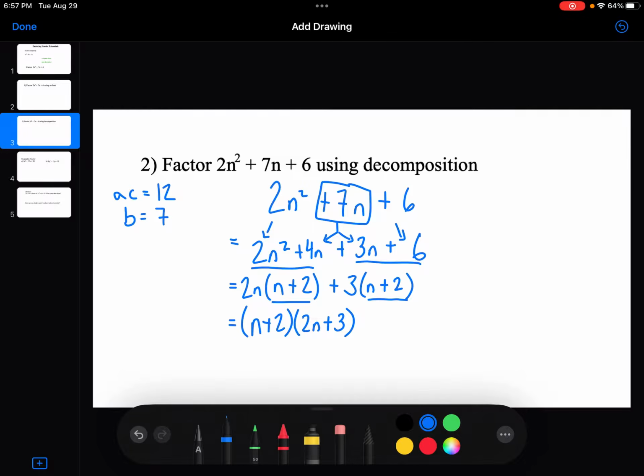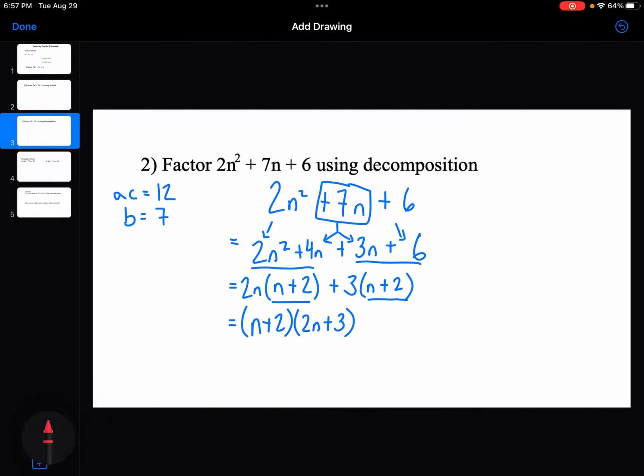To check your answers for these, what I always do, now you won't be able to see me, is I always visualize this by putting my fingers here. N times 3 is 3n. Then I would move my two fingers in.